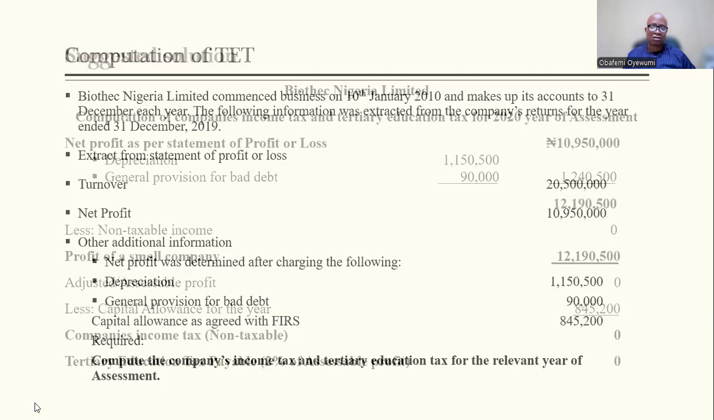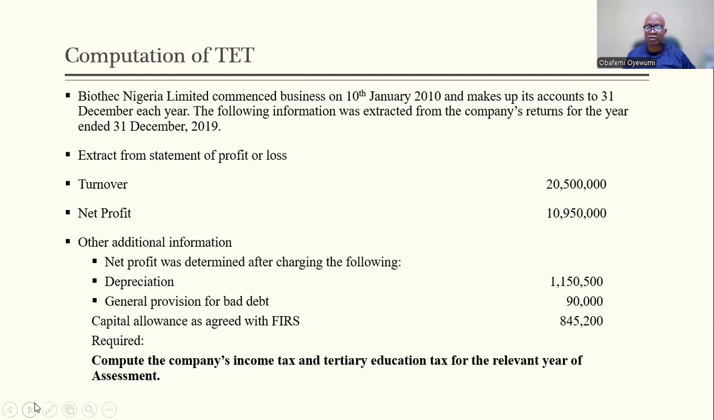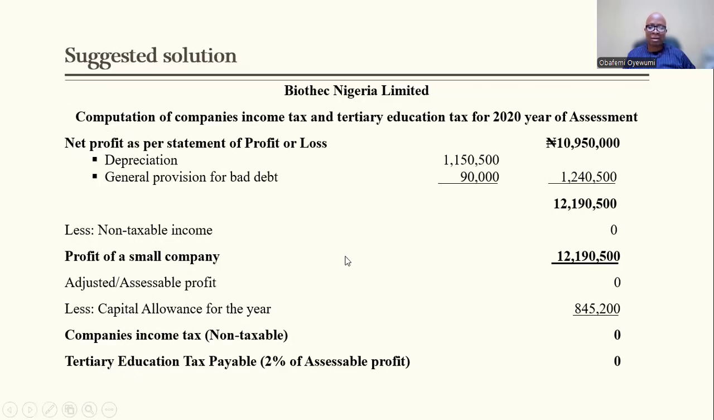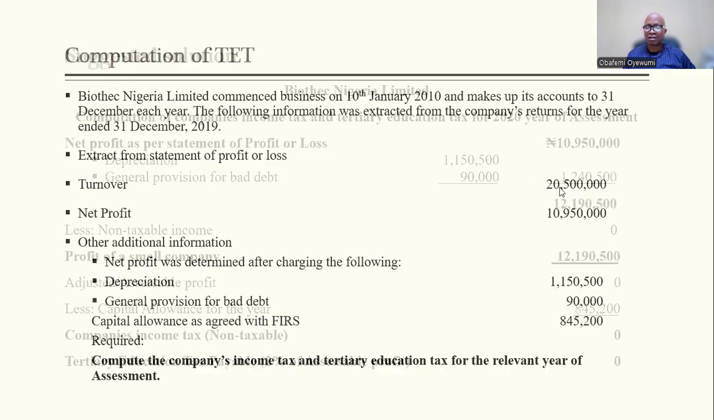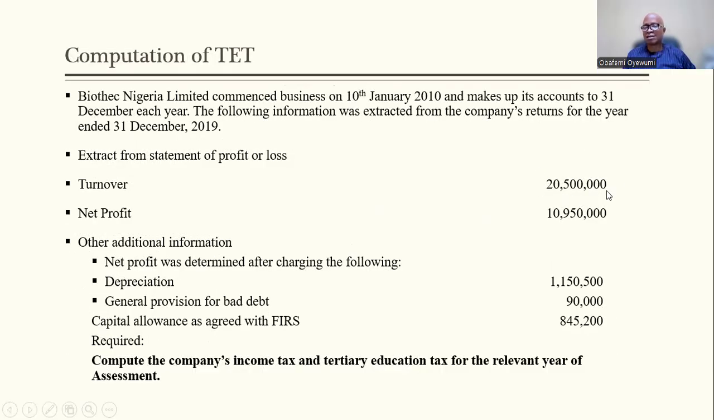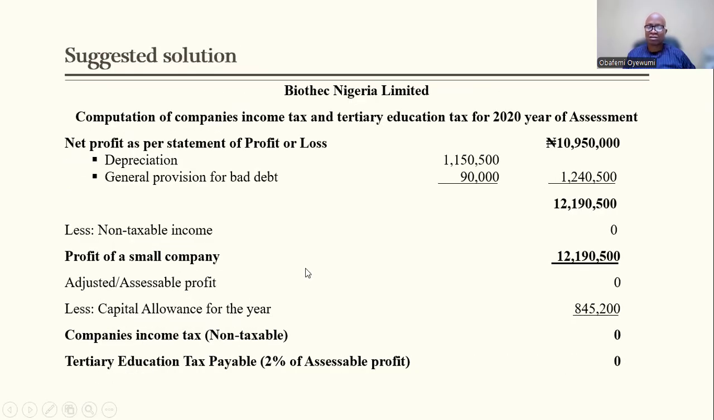Less taxable income, none. The question does not speak to that. Now this is the trickiest part of the whole thing. Non-taxable income, we have said that, but you also have to realize that this company is a small company. Why is it a small company? Because the turnover for that year, 20 million, was less than the threshold of 25 million. So what does that mean? This company is not to be subjected to company's income tax. It's also not to be subjected to tertiary education tax because it is a small company.